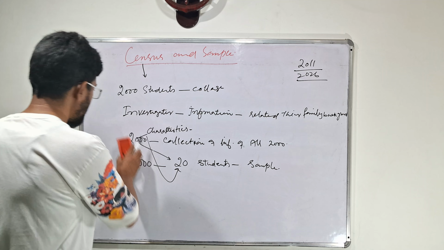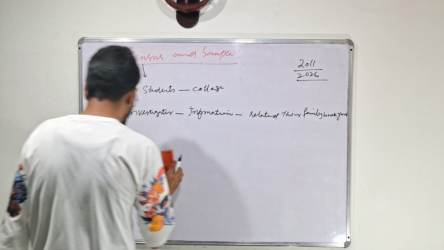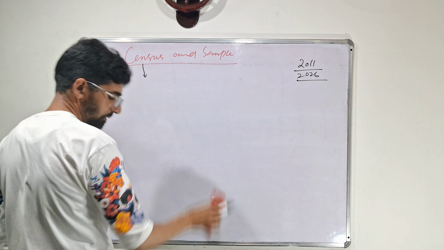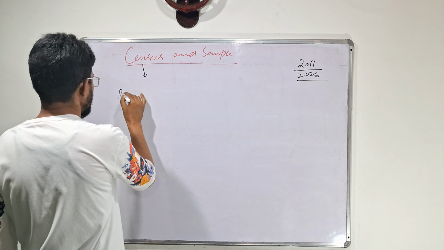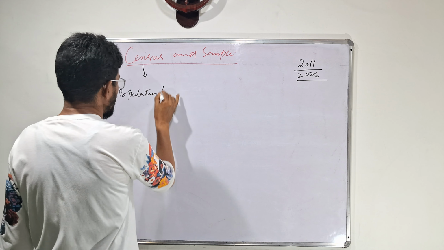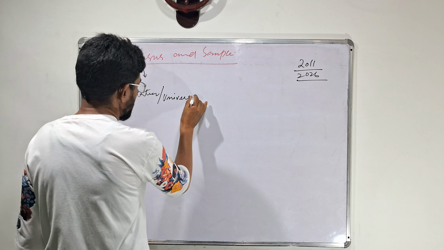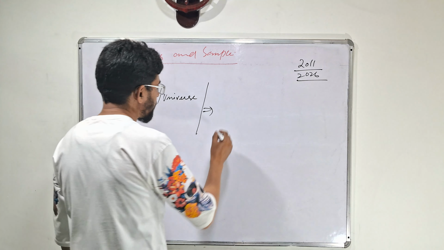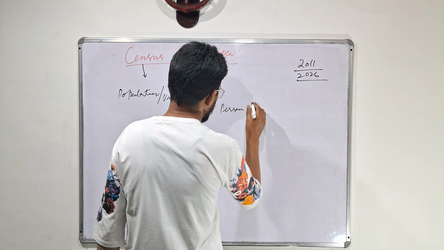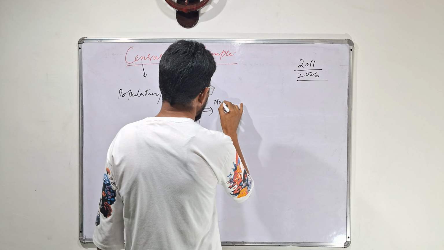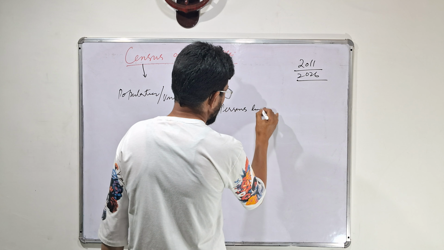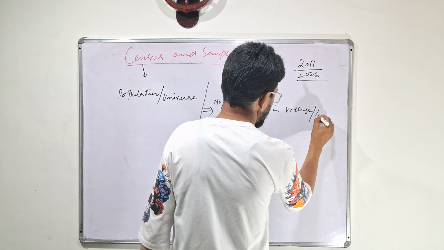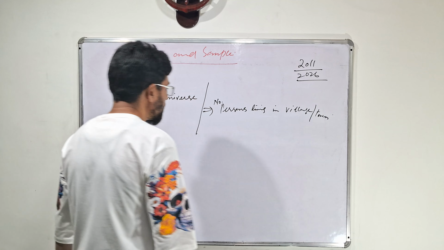Another concept: population, or we call universe. Generally, by population we mean the number of persons living in a village, town, city, or state.